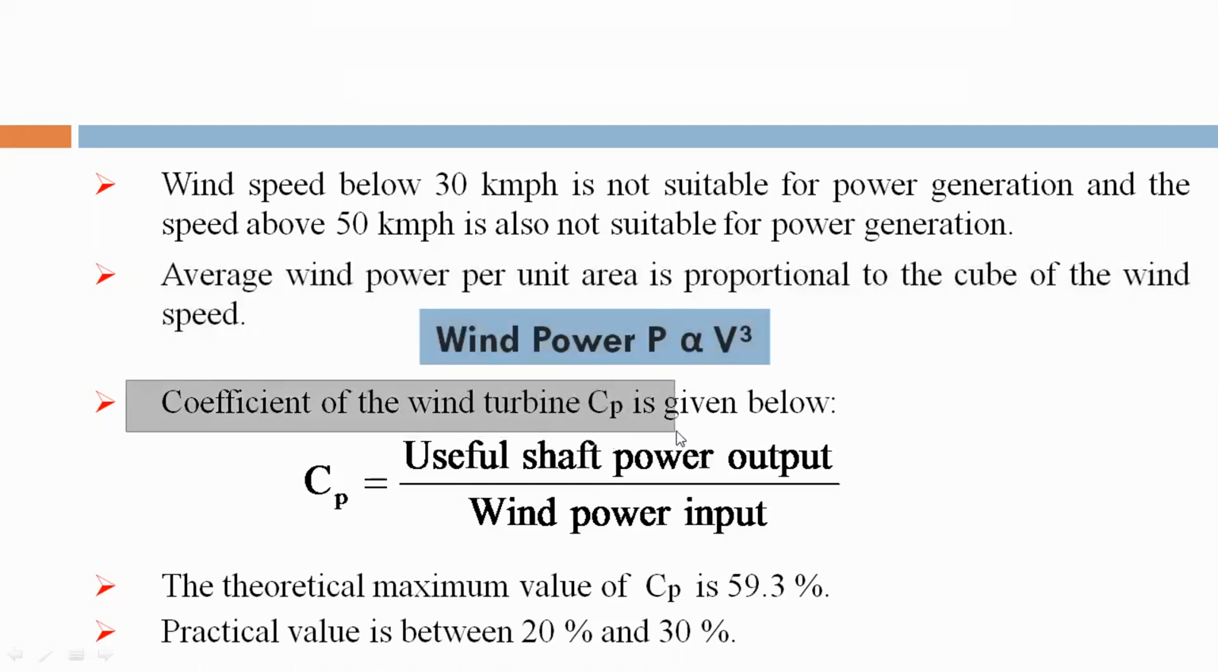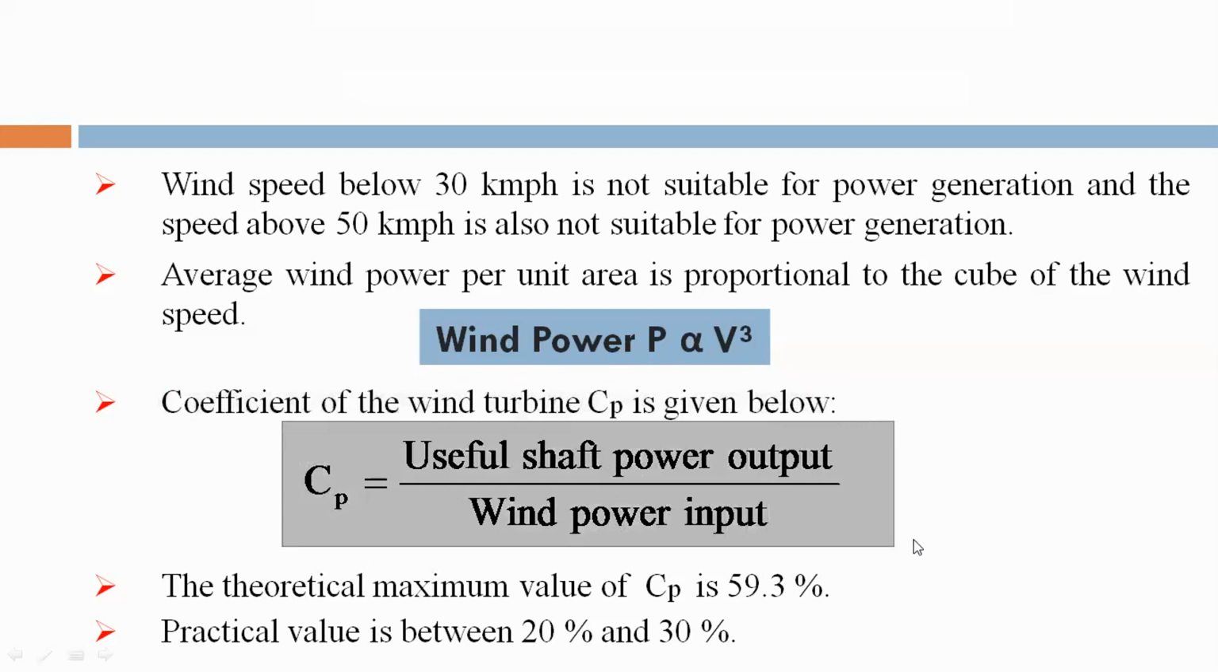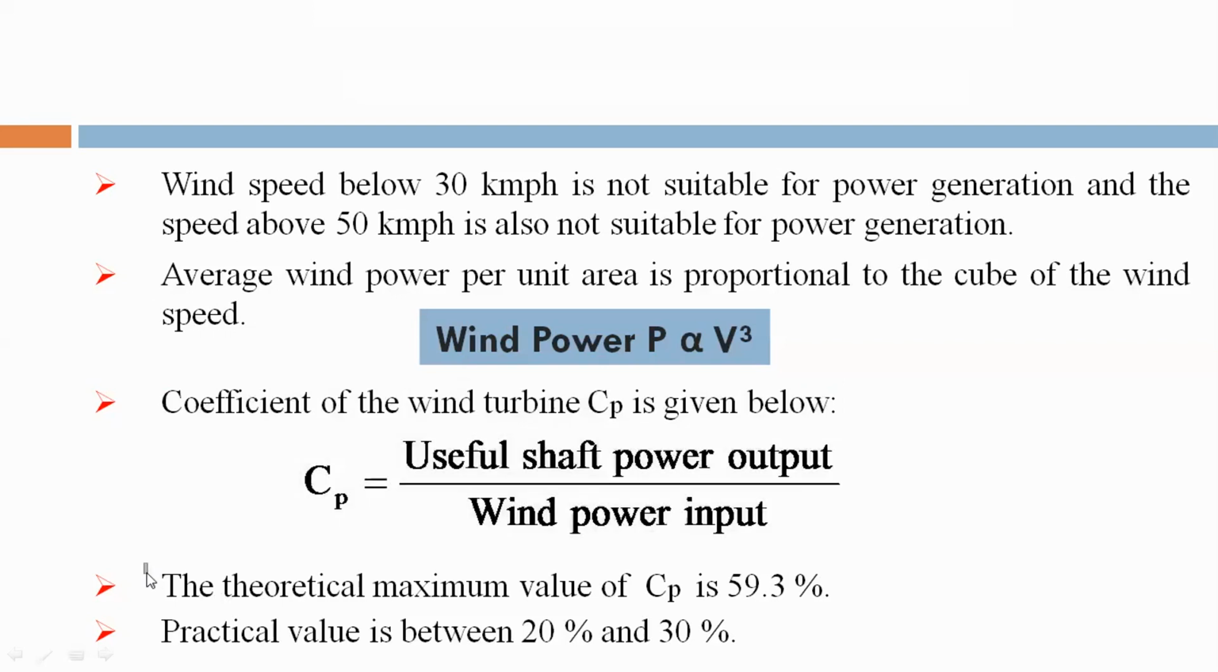Coefficient of the wind turbine, CP, is given below. CP is equal to useful shaft power output upon wind power input. The theoretical maximum value of CP is 59.3%.